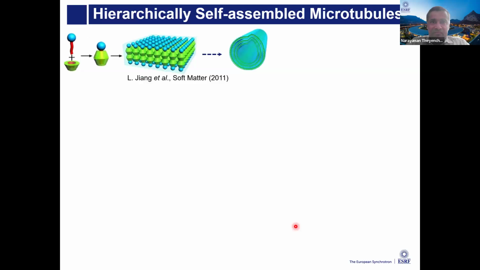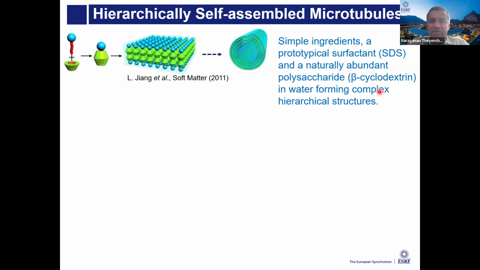So then, of course, one can look at the hierarchically assembled system. In this case, again, a very simple system involving the surfactant, in this case, SDS, and a very commonly available polysaccharide, beta cyclodextrin. Because of hydrophobic interactions, the tail and the cavity in the beta cyclodextrin molecules, they form and close to form this kind of a capsule. This can self-assemble because of hydrogen bonding between the cyclodextrin molecules and form very long-range crystalline membranes. At a certain point, they can form closed structures like these microtubules.